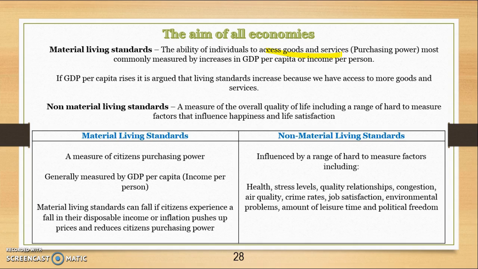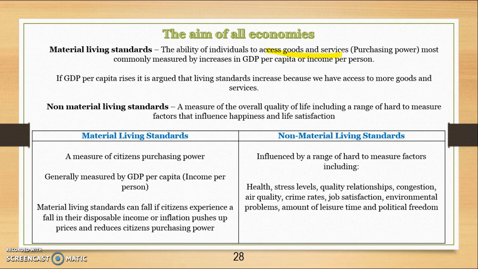It's most commonly measured by increases in GDP per capita, or income per person. So if GDP per capita rises, it is argued that living standards have increased because we have access to more goods and services. Non-material living standards is a measure of the overall quality of life of citizens, and that includes hard-to-measure factors like happiness and life satisfaction. So material living standards is a measure of a citizen's purchasing power. It's generally measured by GDP per capita or income per person.